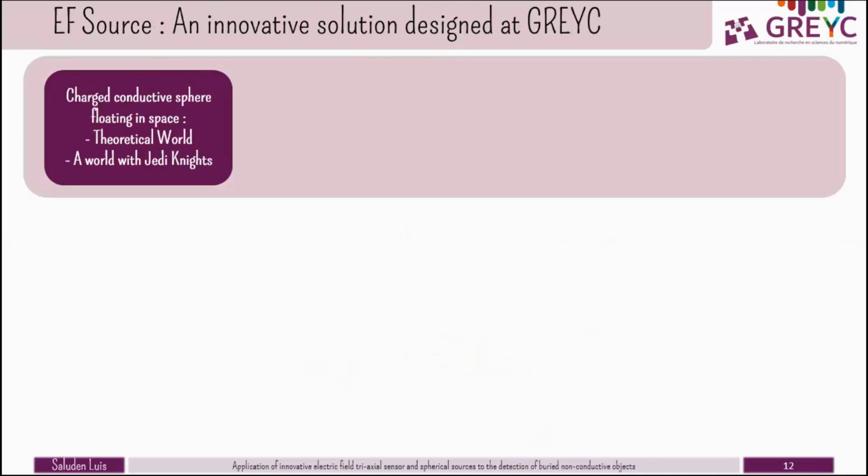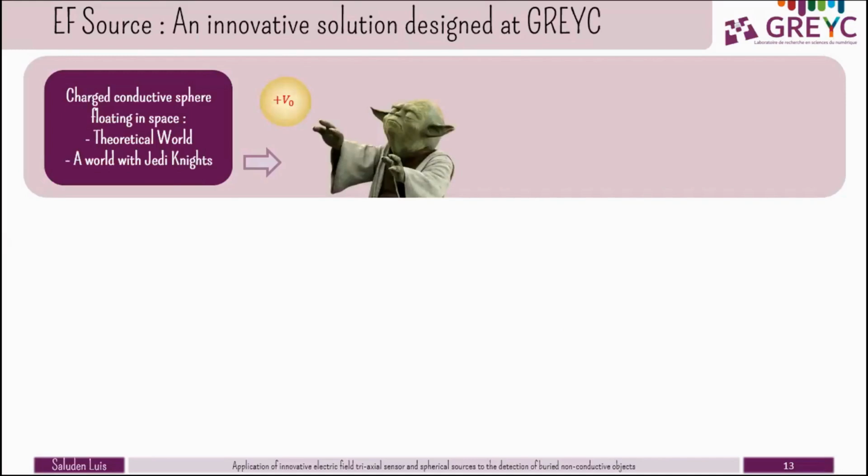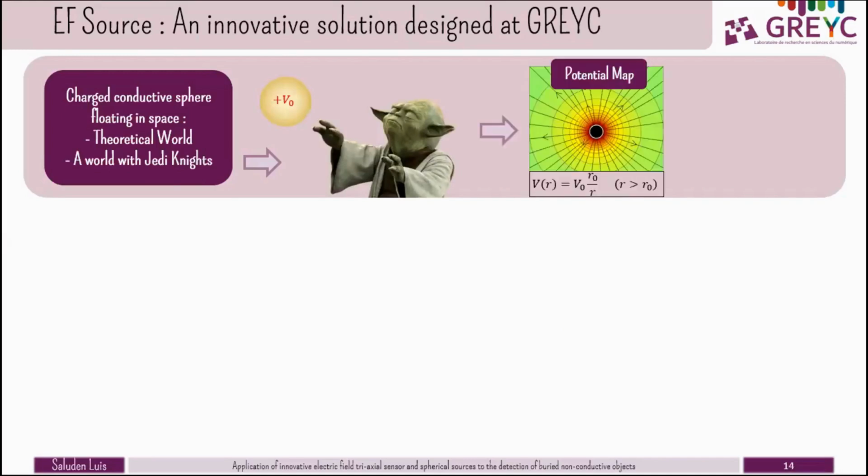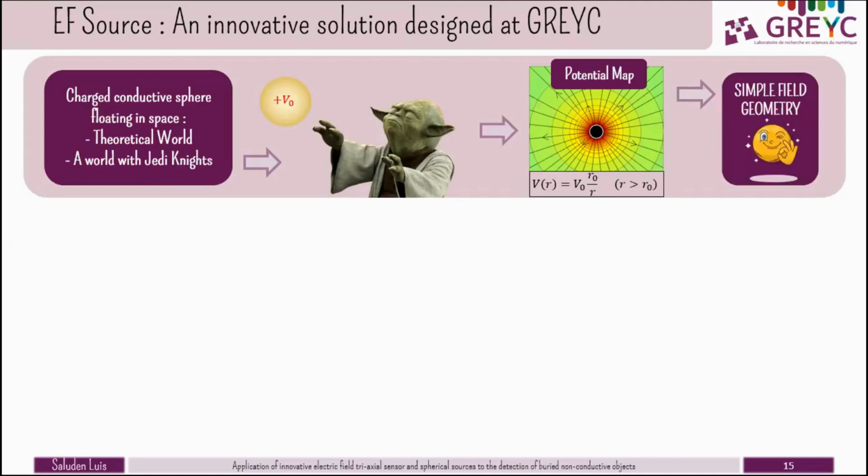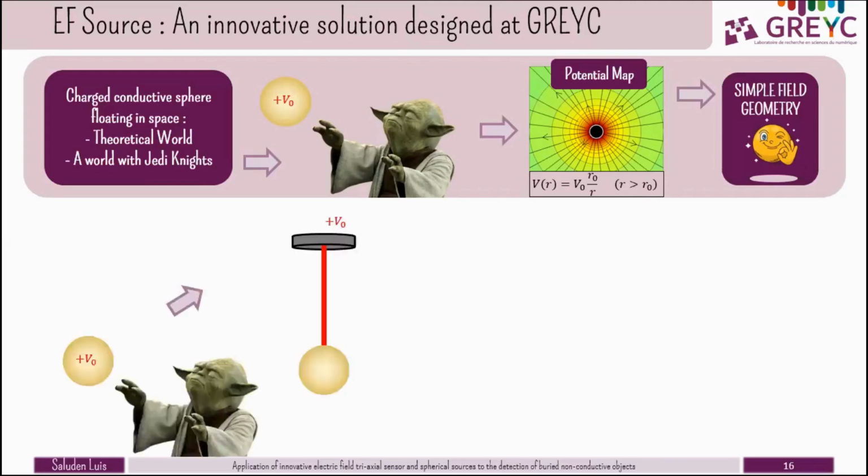About the source, both source and sensor are internally developed at my lab in my team. And the idea was to go from the charged conductive sphere floating in space, which is a theoretical problem. You could have it in a theoretical world, or a world with Jedi Knights, where Master Yoda is just pushing it there, and then you would have this great potential map, and that would be a simple field geometry. So then again, it would be really great. But how do we go from there?